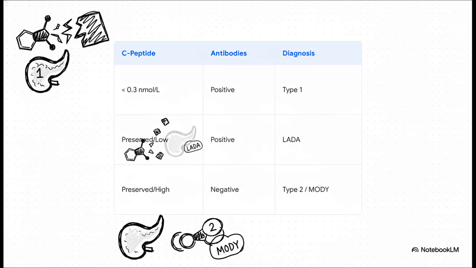So, how do we definitively tell these apart? Fasting C-peptide levels. A normal range is 0.3 to 0.6 nanomoles per liter, and just multiply by 3 if you need nanograms per milliliter. A level below 0.3 with positive antibodies guarantees type 1. A modestly preserved but low C-peptide with positive antibodies, diagnosis LADA. A preserved or high C-peptide with negative antibodies points us squarely to type 2 or MODY.